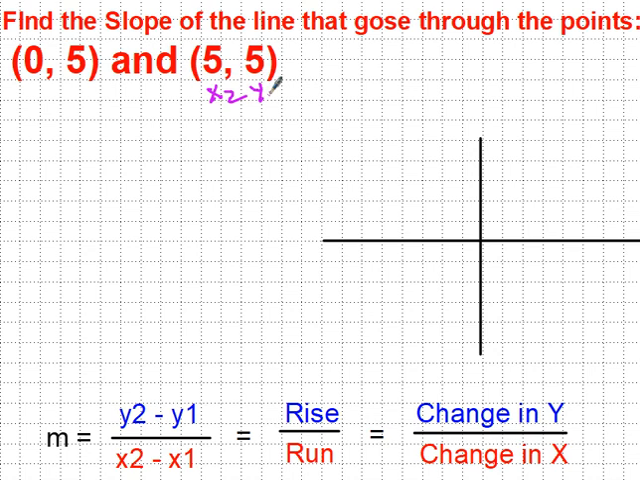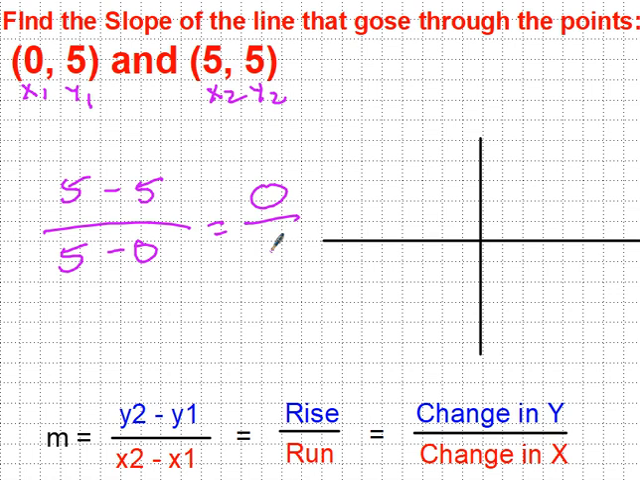Okay, so this is my x2, my y2, my x1, y1. It does not matter which one you choose as which. All I know is I'm going to take this point and subtract this point from it. So y2 minus y1 is 5 minus 5 over x2, which is 5, subtracting x1, which is 0. So this gives me 0 over 5. Uh-oh, so that means if I have 0 in the numerator, that means I have a slope of 0.